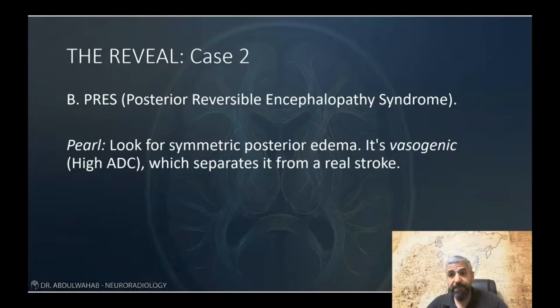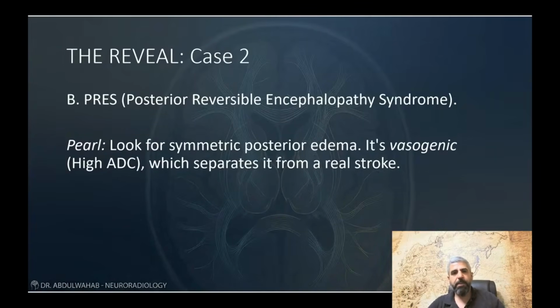It's PRES. If you catch this early and drop the blood pressure, the brain recovers. This is why it's called reversible. If you miss it, it can turn into a real stroke, and then you'll start having cytotoxic edema. So in the PRES stage, it's vasogenic edema, it's reversible, and if you leave it, it might change into stroke and you get diffusion restriction.